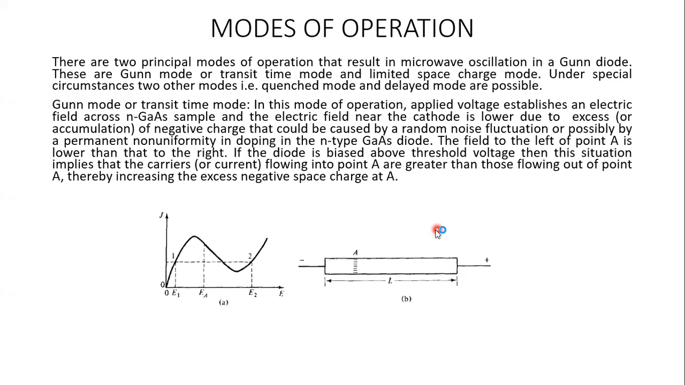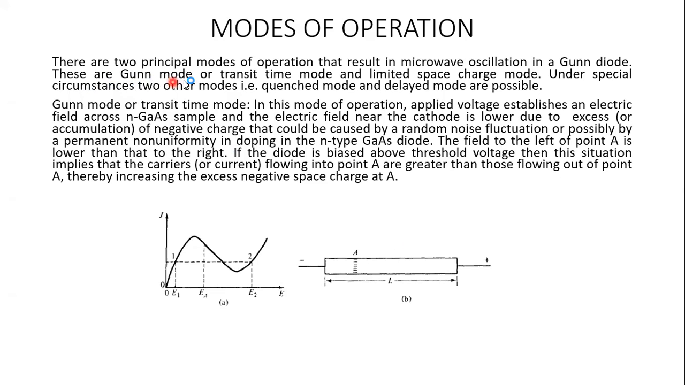Now I said that this Gunn sample of gallium arsenide material is used in such a way that it can be used for oscillation purposes. There are two distinct modes under which it works as an oscillator.